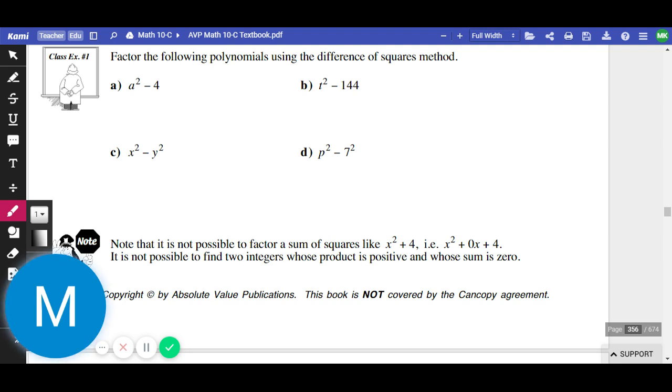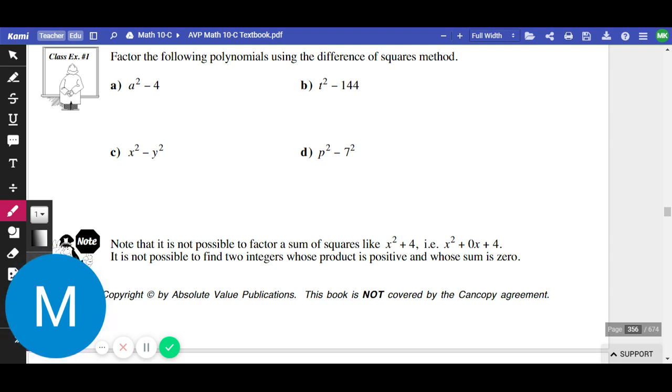Difference in math means subtract. Squares in math means something that's a perfect square. For instance, the number 4 is 2 squared. The number 9 is 3 squared. That's a perfect square thing. So when you go to factor a two-term polynomial or a binomial, you need to check first to make sure you have a difference, a subtraction, and perfect squares. So everything in it is a perfect square thing.